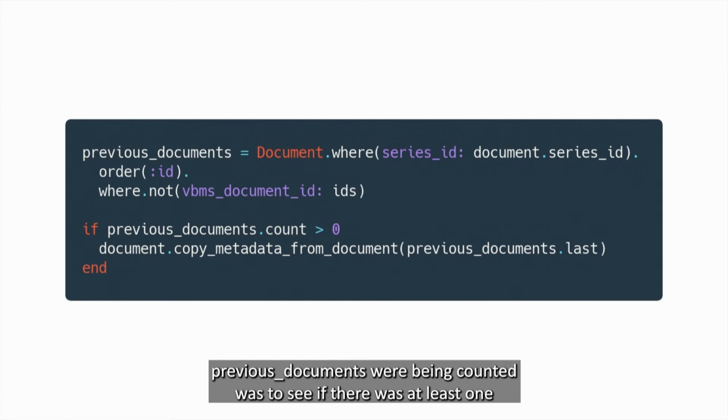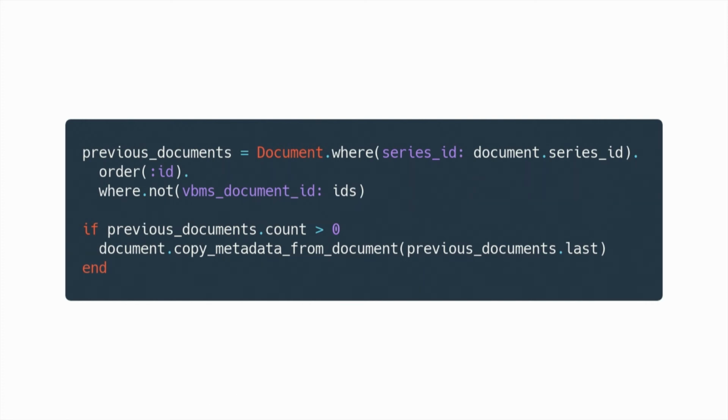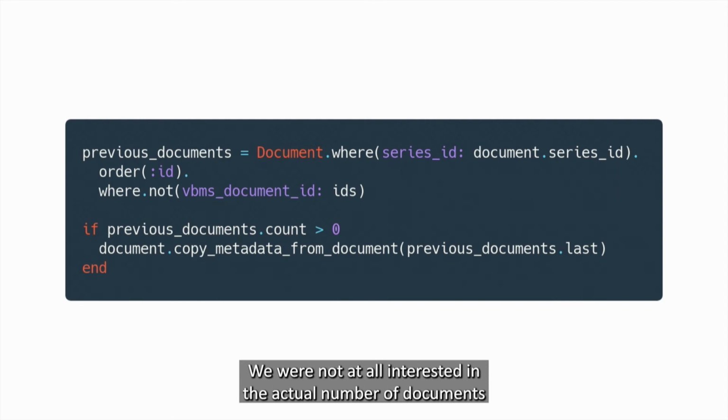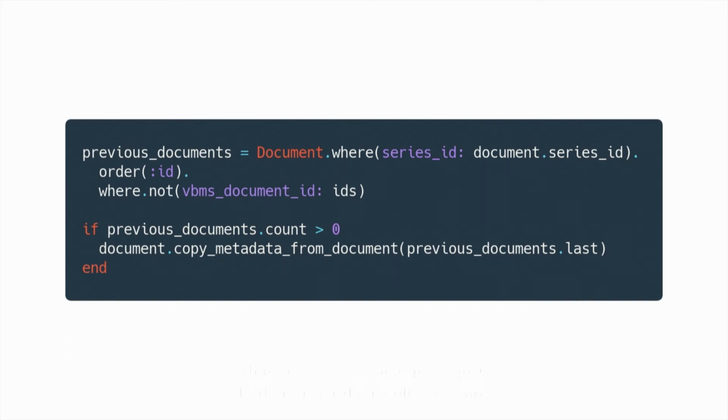Now, looking at the code more closely, we can see that the only reason the previous documents were being counted was to see if there was at least one of them being returned by the query. We were not at all interested in the actual number of documents that matched the first query, just whether or not the result was empty.